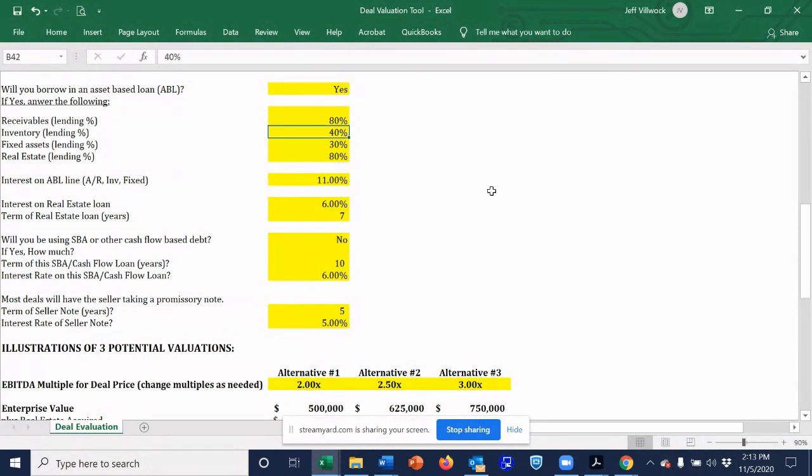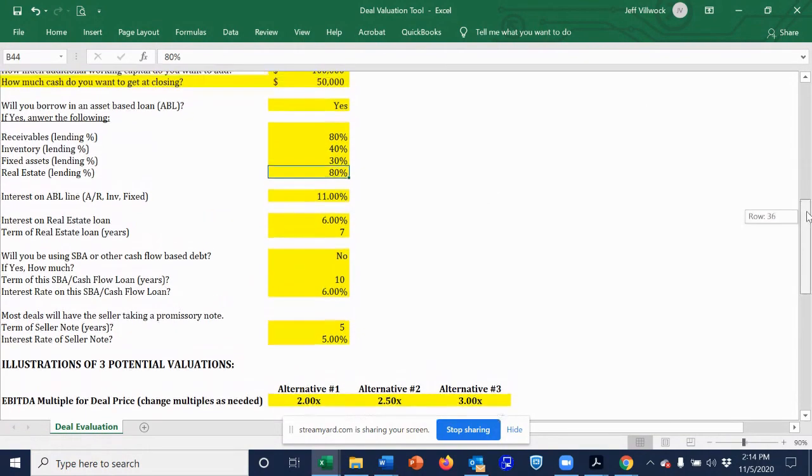Inventory used to be 50 to 60%, but in today's lending environment, it's now closer to 40%. Fixed assets, again, in our case, we didn't have any. And real estate, generally, you can borrow 80% loan to value.